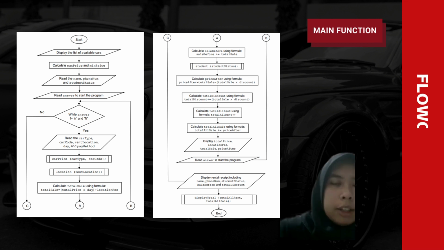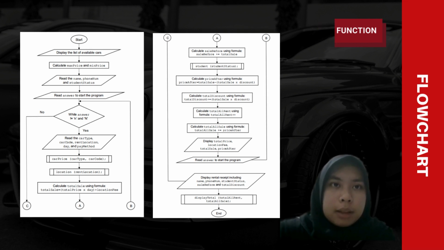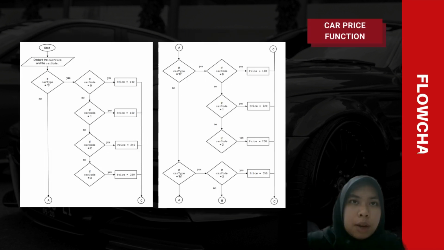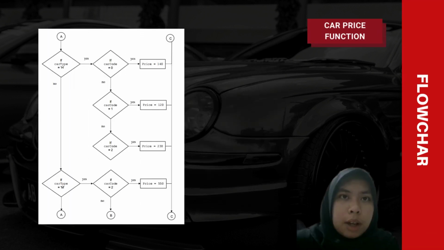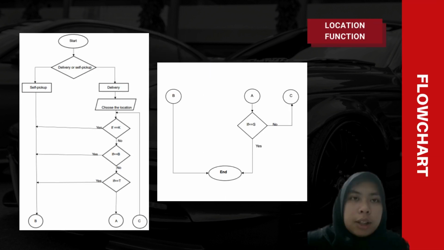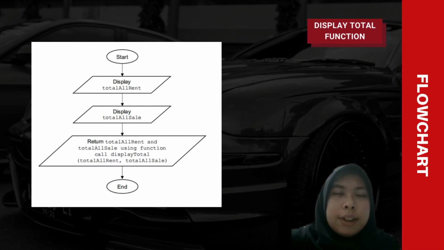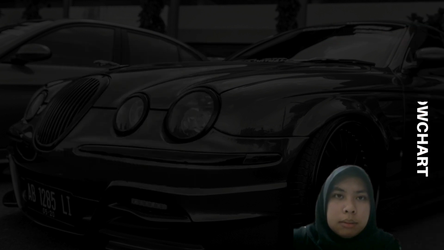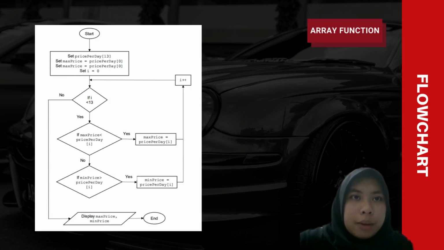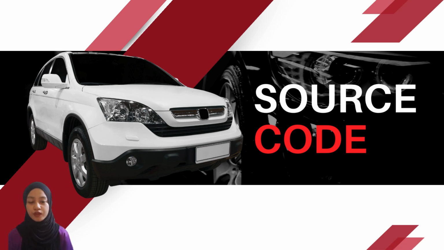Now for the flowchart. This is the flowchart for the main function, while this is the flowchart for the car price function. The flowchart for the location function, the flowchart for the student function. This is the flowchart for the display total function. And lastly, the flowchart for the array function. Next, we will proceed to the source code for the Flexrental Service program.